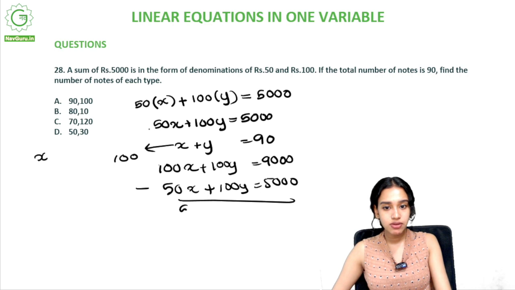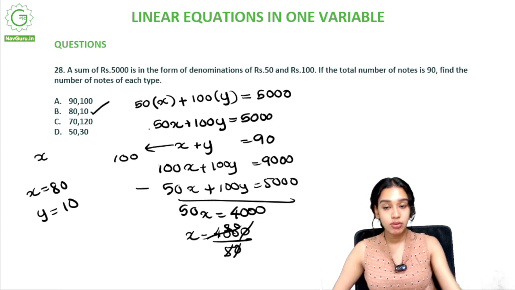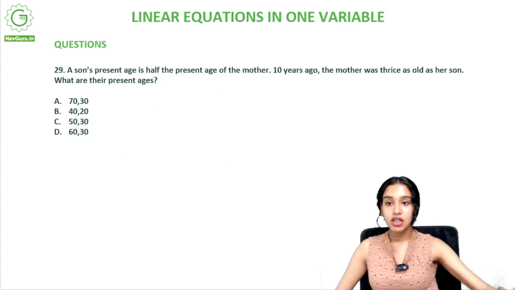So this becomes 50x is equal to 4,000, right? So x is equal to 4,000 divided by 50. So this cancels out and this becomes 80. So x is equal to 80, right? So what is y? y is equal to 10. How? Because x plus y is equal to 90. So the number of notes is 80 and 10.